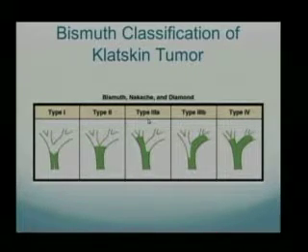Type 3A, the important thing is that it involves the bifurcation and involves the primary biliary radicals on the right, in the right lobe of the liver. That's 3A. 3B will be involving the bifurcation and the primary biliary radicals in the left lobe of the liver. And type 4 will be involving the bifurcation as well as the right and left primary biliary radicals. So that's the Bismuth classification.